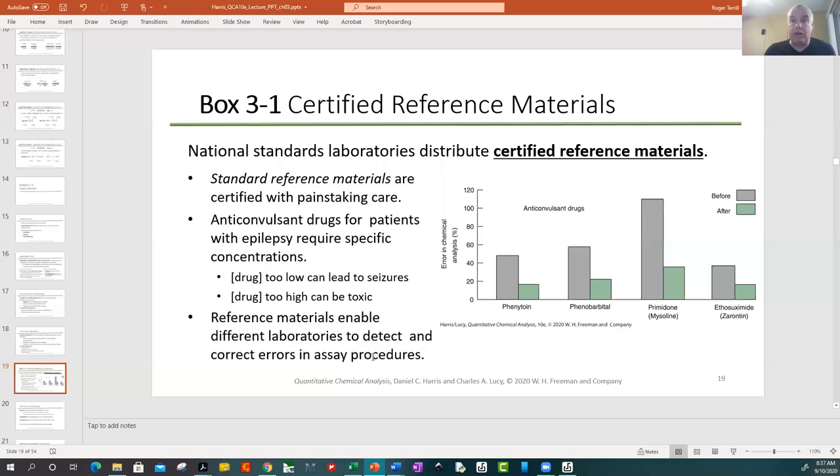You could create your own if you needed to, but it's a little bit tricky. Anyway, that's how we would do that: we use a standard reference material to get our accuracy and precision.